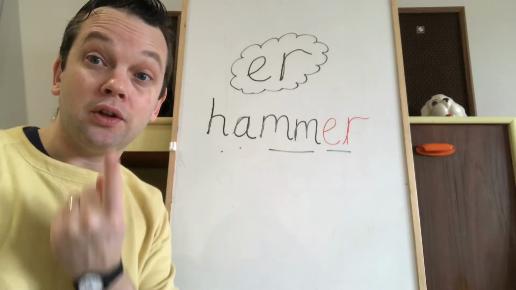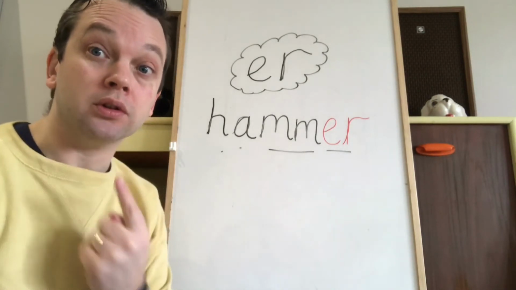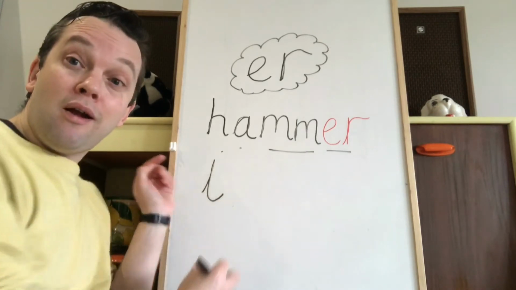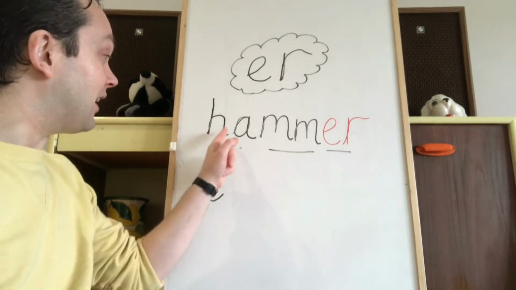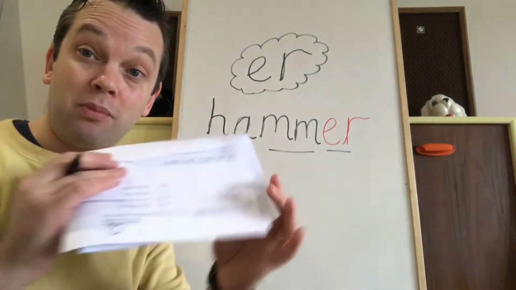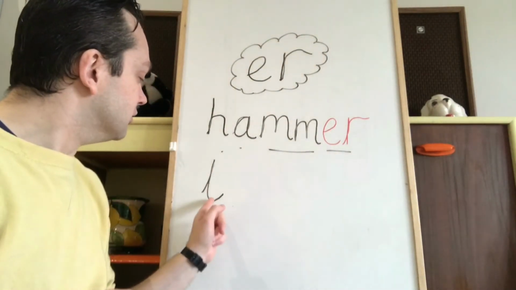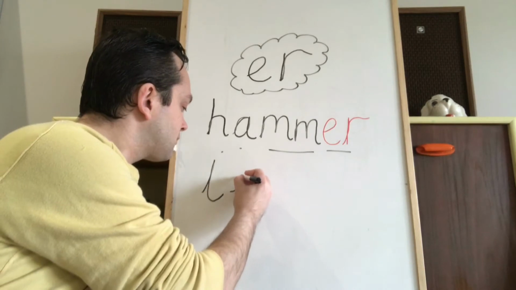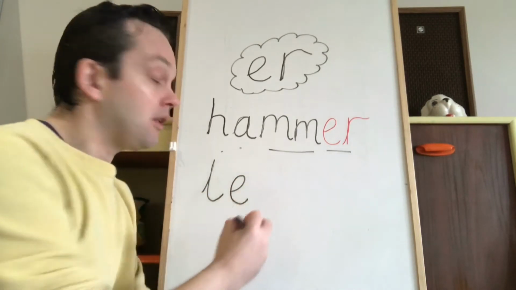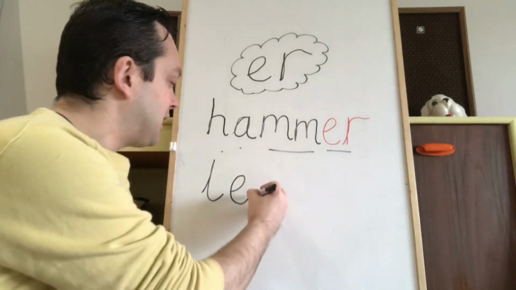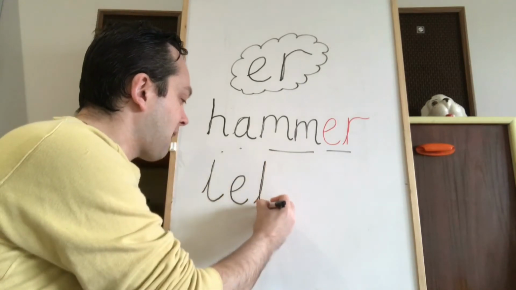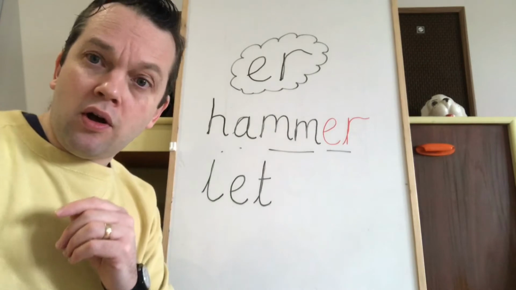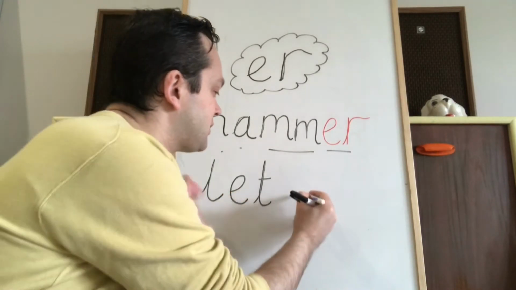Okay, let's write it. Ready? Go. So, that's the letter L. These are also letters, aren't they? Different to this type of letter. And then E. Then letter T. Let-er. Now, er comes at the end.